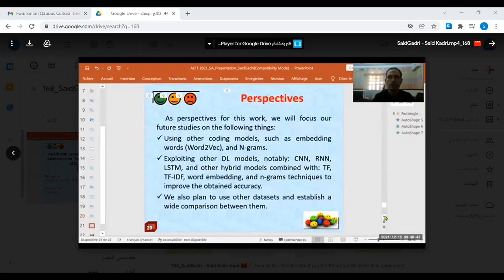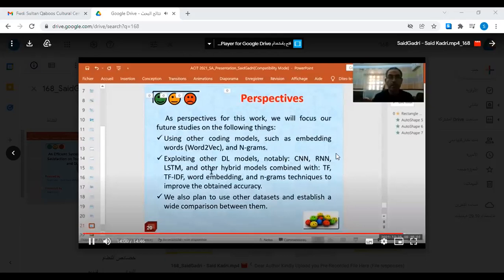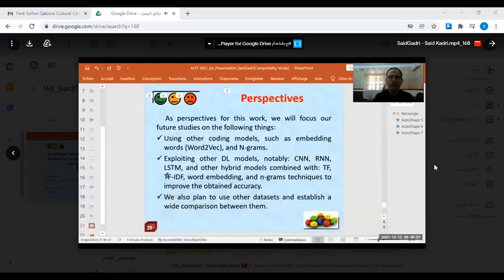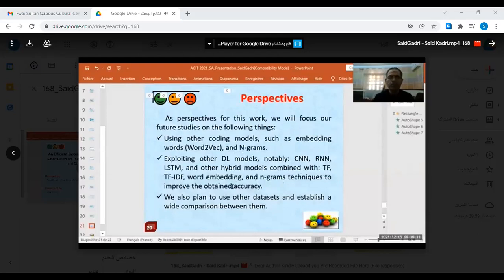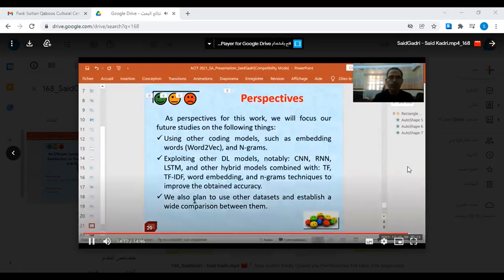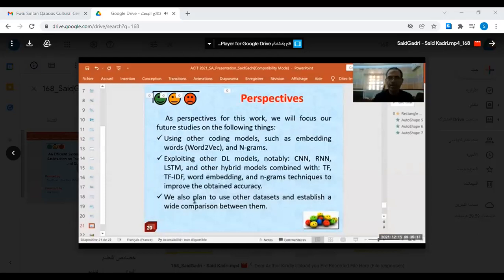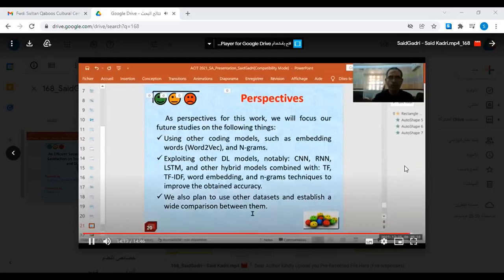As perspectives, we can propose the following. Using other coding models such as word embedding and n-grams technique. We can also exploit other deep learning models, notably CNN, RNN, LSTM, and other hybrid models combined with TF-IDF, word embedding, and n-grams techniques to improve the obtained accuracy. We also plan to use other data sets and establish a wide comparison between them.